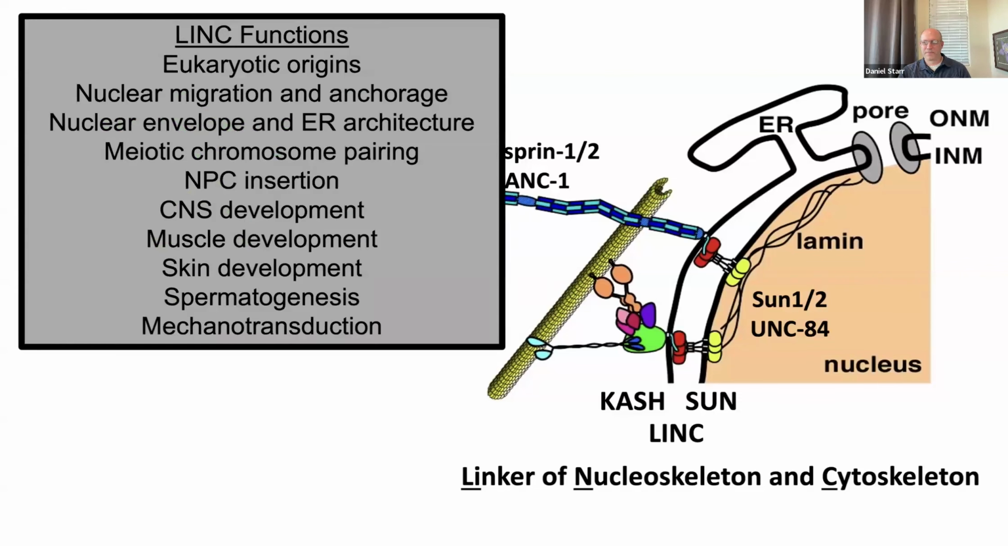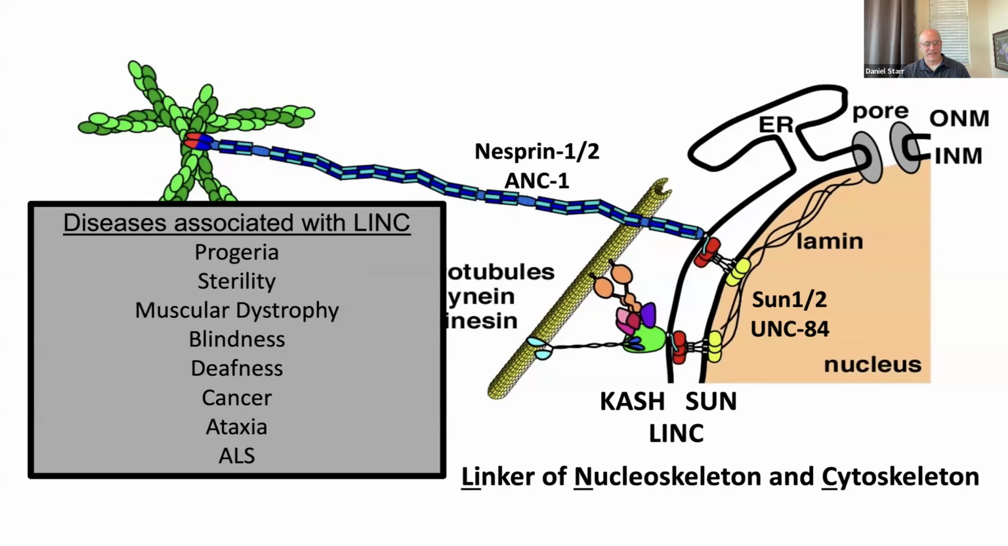LINC complexes have now been implicated in a lot of cell and developmental processes, of course mechanical transduction, but also the origin of eukaryotes and the architecture of the nuclear envelope and the ER. I've been studying them primarily for their role in nuclear migration and anchorage, but they're involved in the development of many, many different tissues. And not surprisingly, they're involved in a lot of diseases, from progeria to sterility to muscular dystrophy.